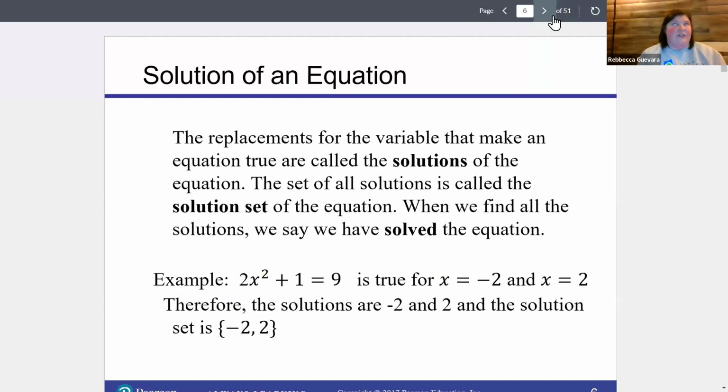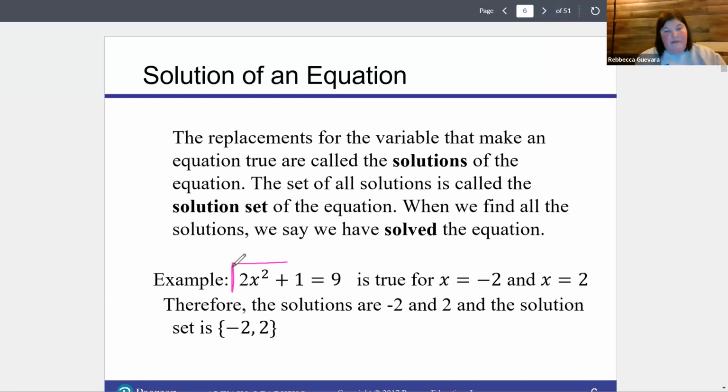What we had done earlier when I said x would be equal to 12 is when it'd be true, that was actually a solution. The replacement for the variable that makes an equation true is called the solution of the equation. The set of all solutions is called the solution set of the equation. For the majority of these problems, until we get to a certain spot, you are going to have just one solution, but there are equations in the future where you could have multiple solutions. Whatever we write down, that's our solution set. When we find all the solutions, we can say that we have actually solved the equation.